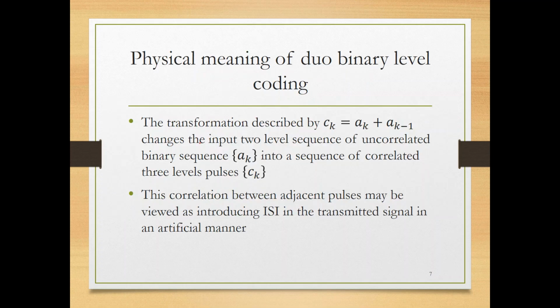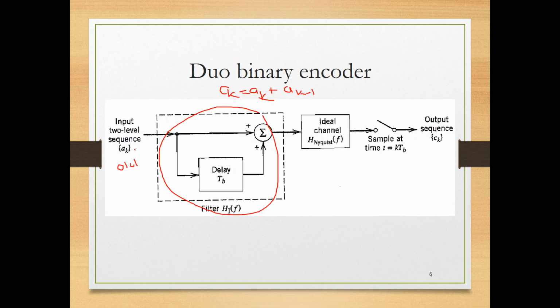Now, this transformation changes the input two-level sequence of uncorrelated binary symbols into a sequence of correlated three-level pulses. The input AK has only two levels, plus or minus, and it's uncorrelated, which means it's totally independent. The output is now composed of three values, 0, -2, +2, and these are correlated. Why? Because each value is dependent on the current and the previous value of the original sequence.